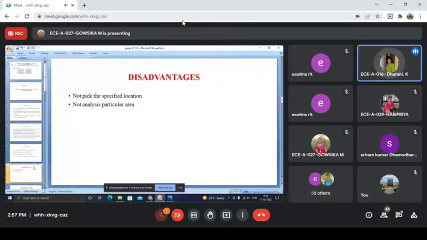And next, these are the disadvantages. First one is that in this process, we cannot specify a particular location or particular area. But in our project, we have cleared this disadvantage, and we can specify the particular location and area.